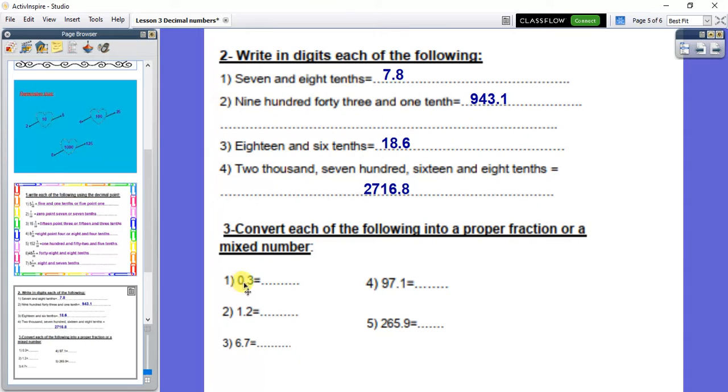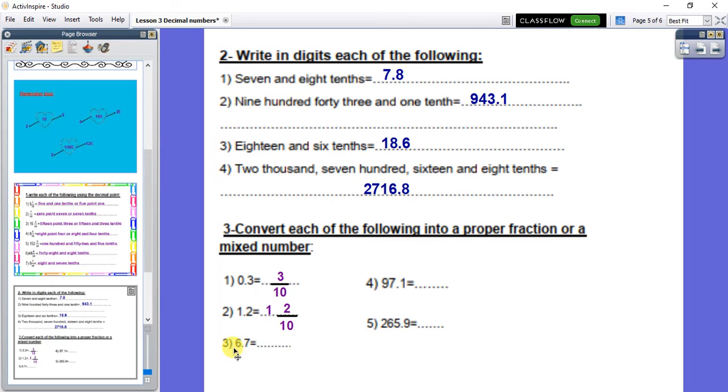If I have here 0.3, the whole part here is 0, then I don't have a whole number, so it will be a fraction. Then I have only one digit after the decimal, so it will be 3 over 10. Here 1.2, I have a whole number, so the whole number is 1. And 2 will be up and down will be 10. Why 10? Because I have only one digit after the decimal. It will be like this: 1 and 2 over 10.